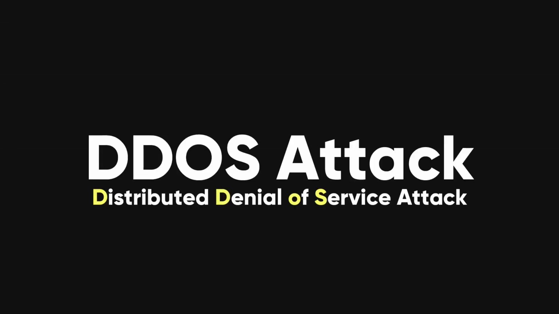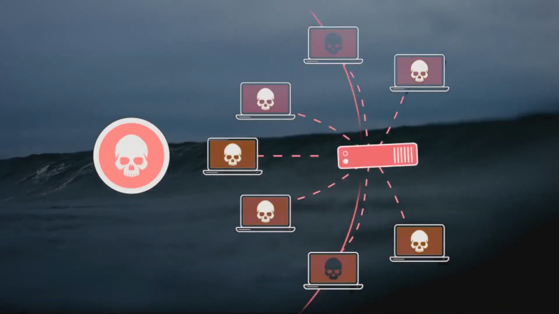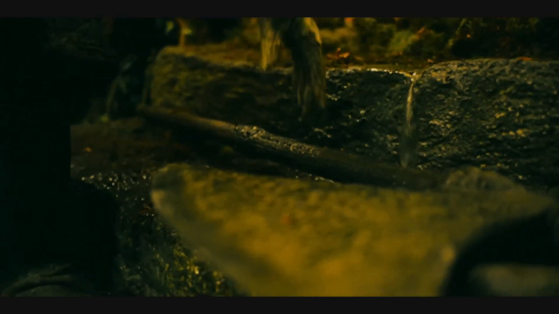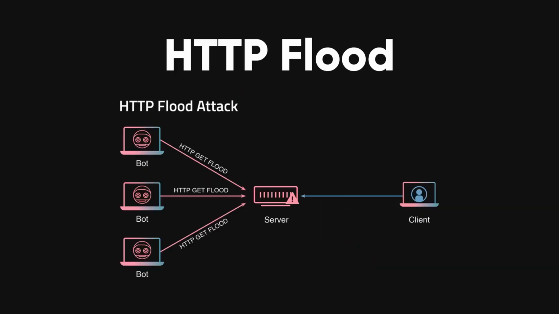DDoS attack, or Distributed Denial of Service attack. It's a digital storm that crashes down on your server, overwhelming it with a tsunami of packets and requests until it buckles under the pressure. Now, these hackers have an arsenal of tools at their disposal, like the Low Orbit Ion Cannon, Ping of Death, SYN Flood, and HTTP flood. Let's break down a few of these attacks.